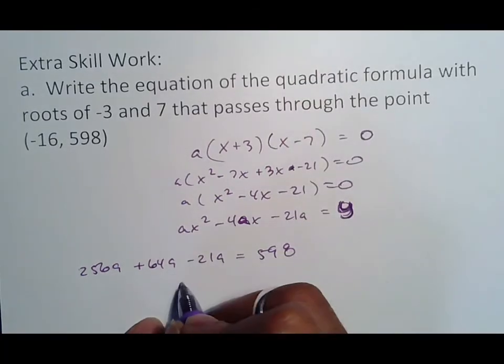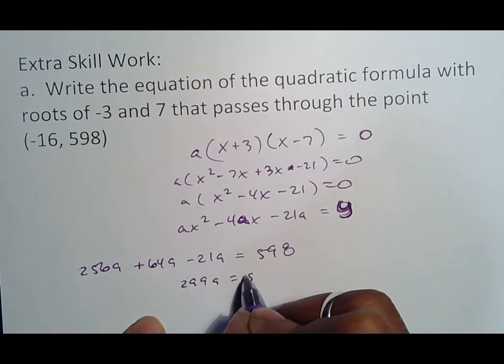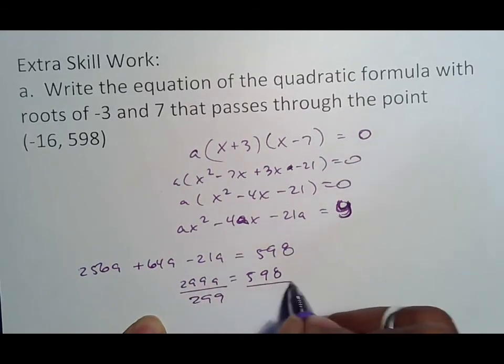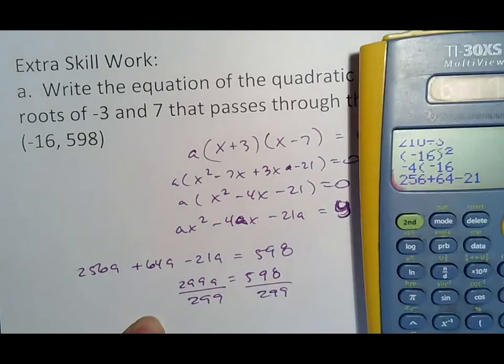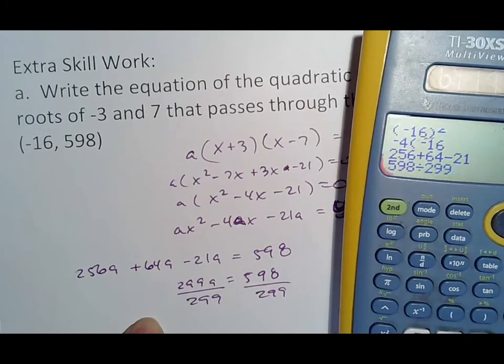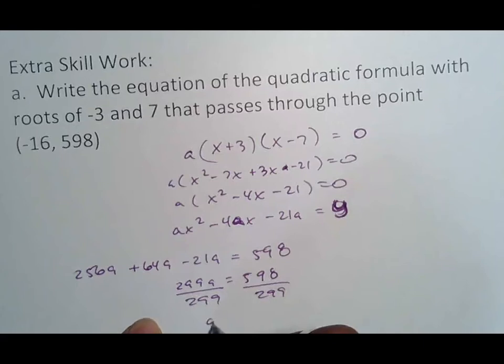Putting all that together, 256 plus 64 minus 21. Ooh, that works very well. You get 299a equals 598, which means in the end you divide by 299. Wow. 598 divided by 299 is 2.